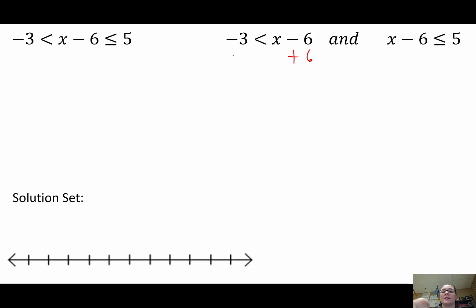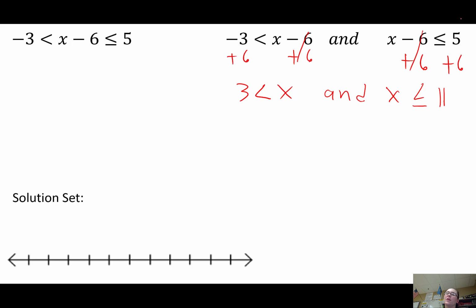So I'm going to add 6 to both sides. Now I'm going to work this 2 ways, working both inequalities. -3 plus 6 gives me 3, less than x, and x less than or equal to, well, 5 plus 6 is 11.